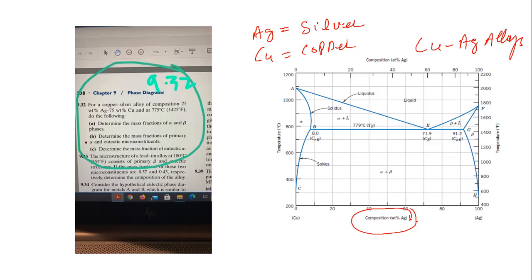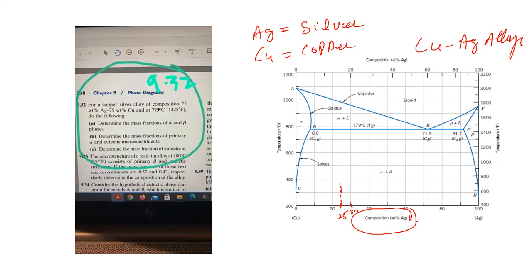And the phase diagram is drawn here. It says 75% copper and 25% Ag. So this is 30 and this is 25. Our point of interest is here, 25. So this is our point.